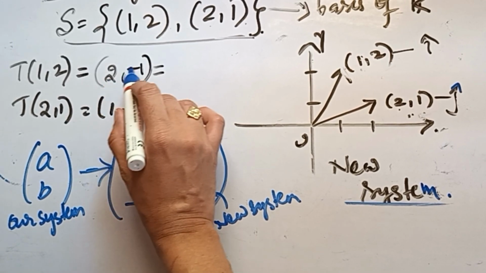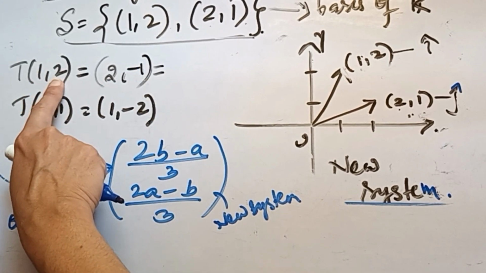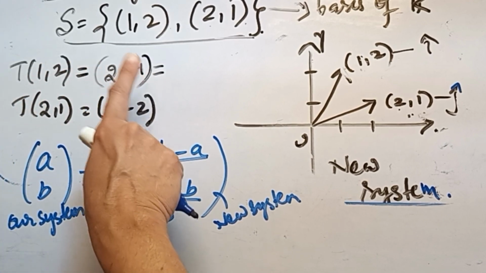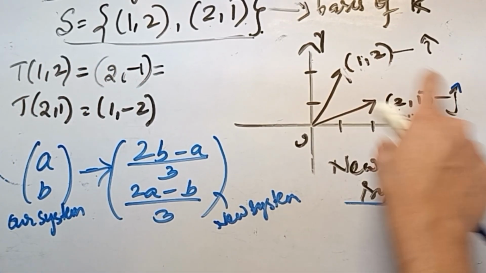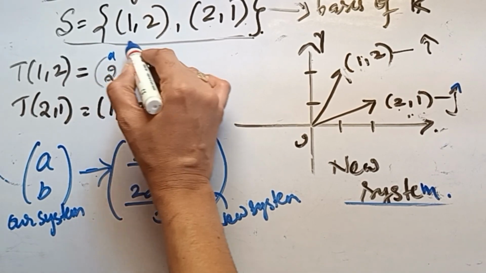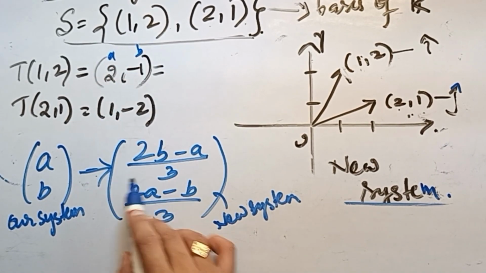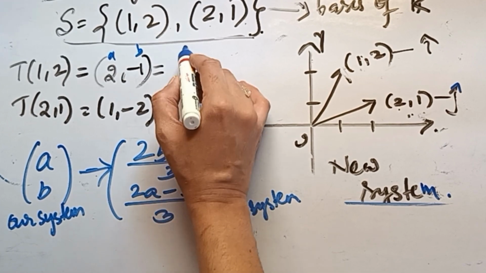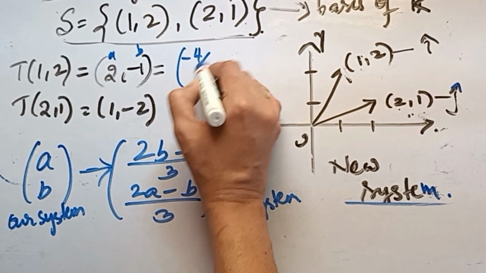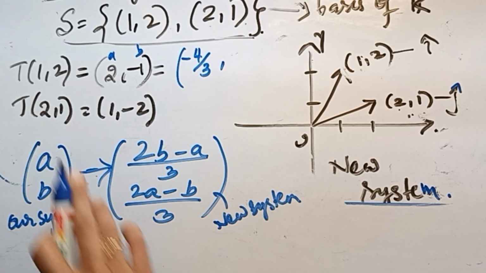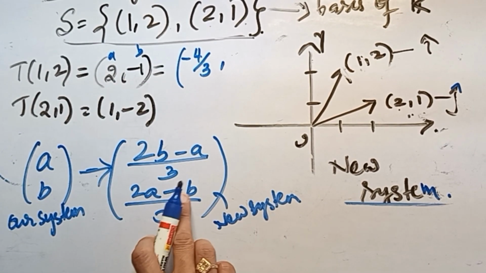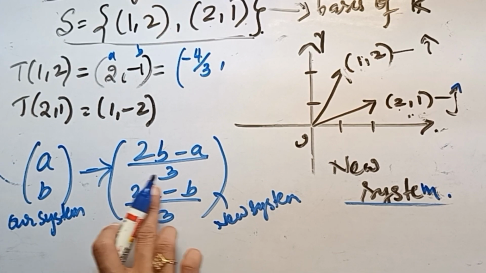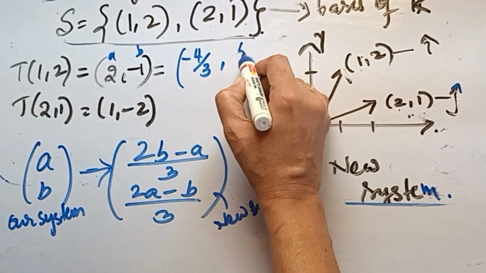Therefore, 2 comma minus 1, as per our system, 1 comma 2 goes to 2 comma minus 1, correct? Now, in this new system where 2 comma minus 1 goes, this is a, this is b. Apply this formula: 2b minus 2 minus 2, that is minus 4 by 3. This goes to minus 4 by 3 and comma. Similarly here 2a minus b. So 2a, 2 2 is a 4, minus of minus plus 5 by 3.